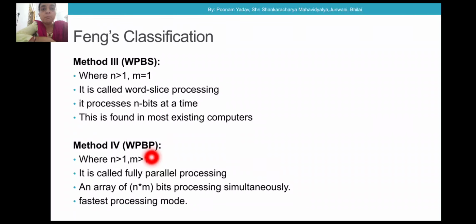Then WPBP means where n and m both are greater than 1. It is generally fully parallel processing. Here an array of m into n bits is processed simultaneously, and these are the fastest processing mode.